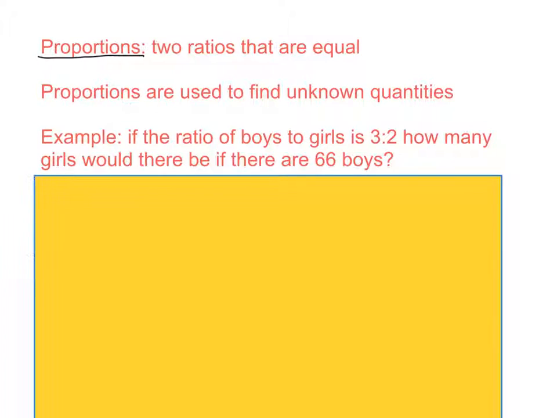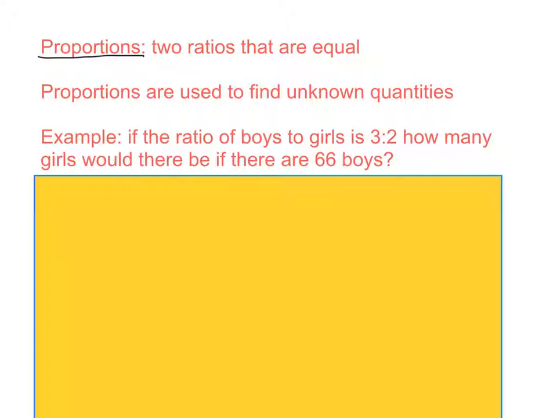So for example, if the ratio of boys to girls is 3 to 2, how many girls would there be if there are 66 boys? So we have to keep the ratio 3 to 2 going essentially until we get to 66 boys. So what would that look like?